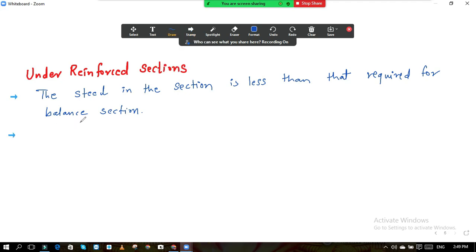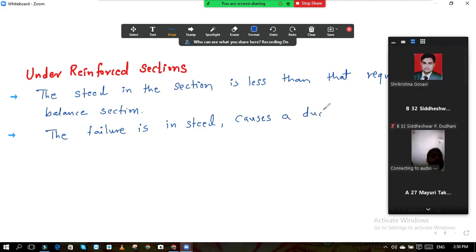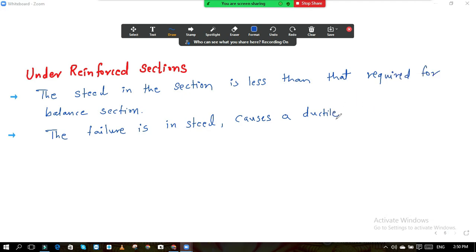Second, the failure is in steel. Failure in steel causes a ductile failure and gives clear warning before failure.